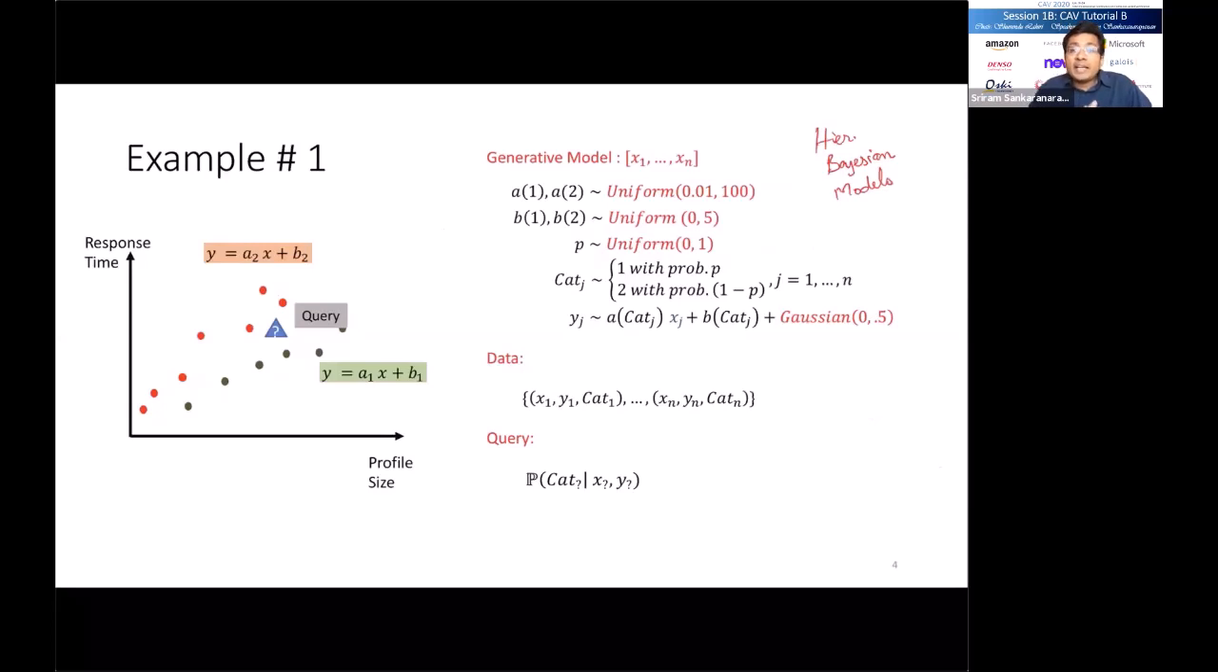So the idea behind a generative model is a story. It tells a story of how data like this could have come about, not this specific data set, but abstractly any data set of this form.